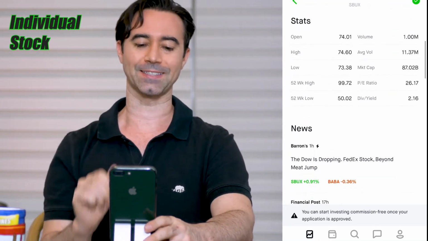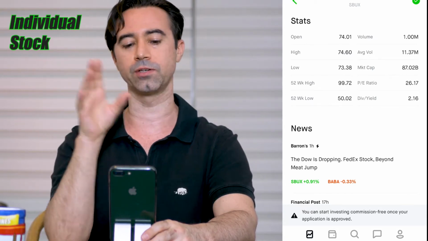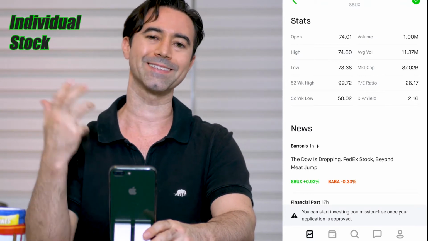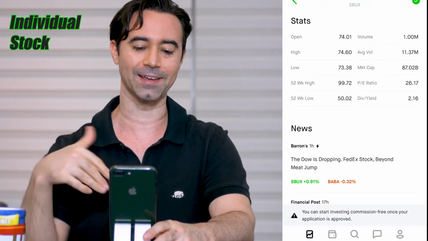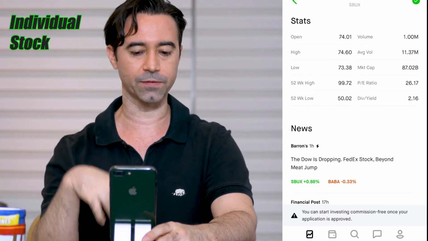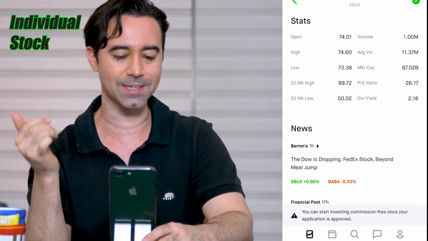Okay, let's go to the stats. Here we can see all the different stats, and let's go over these so you know what they all are. So the first thing is open. That's what the stock opened at for the day today. The high for the day, so it opened at 74.01, and the high so far today is 74.60.